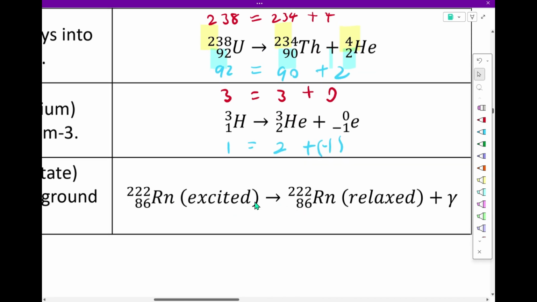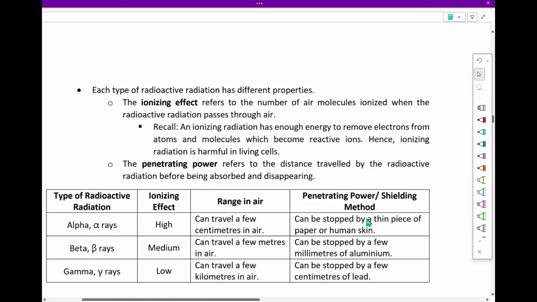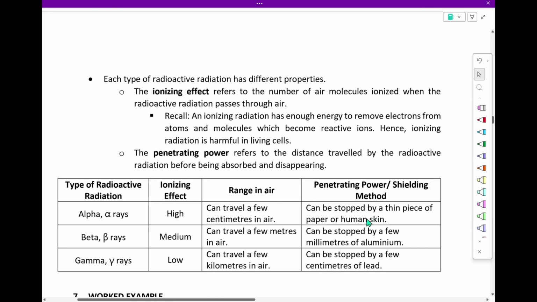Then for this, there's no change because your number of protons remains unchanged. It's just from excited to relaxed. It's like you're very, very energetic, and then once you use up all your energy, you become chill and relaxed. Okay? And each of these alpha, beta, and gamma rays, they all have different effects.